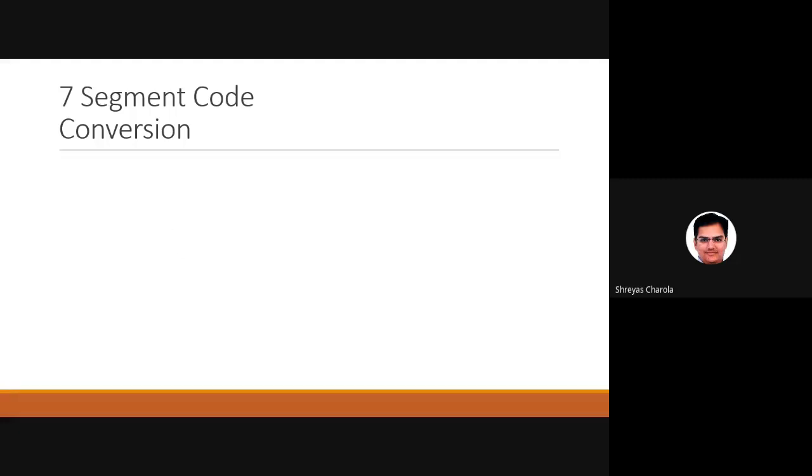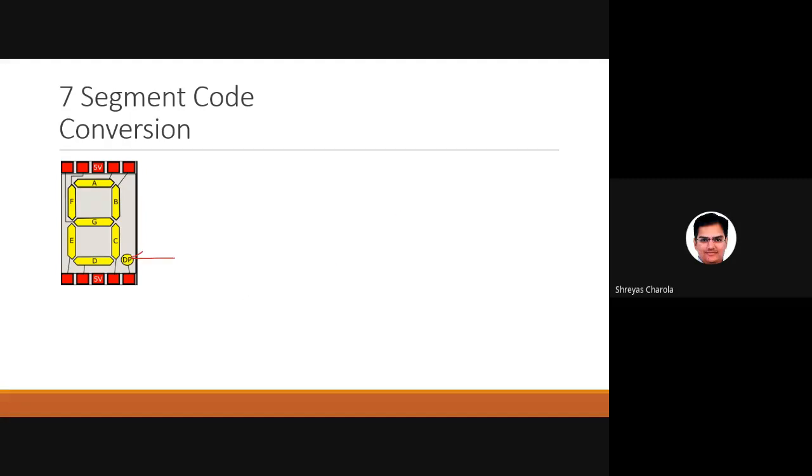Before explaining the seven segment, you might have heard of or seen this many times in day-to-day applications. We have seen this kind of seven segment display. Can anyone say what the DP stands for in a seven segment?